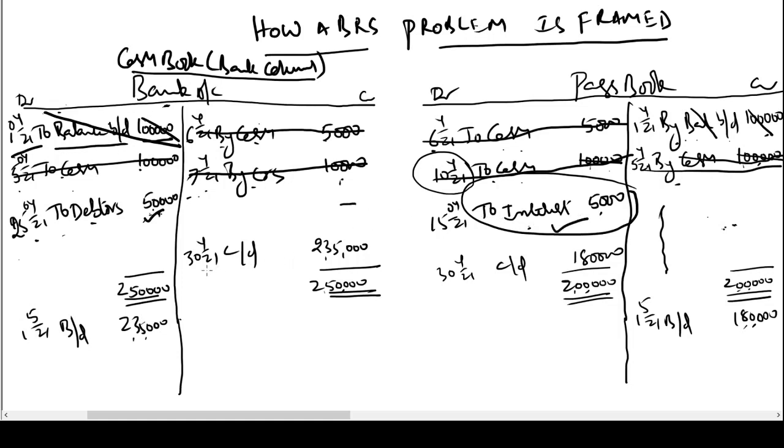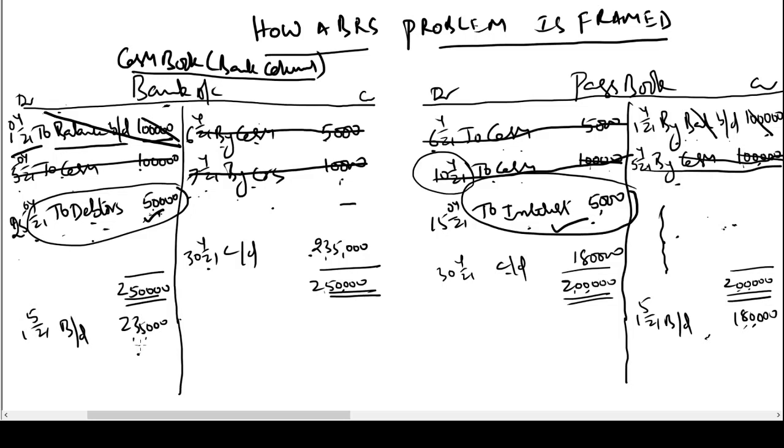Now if you observe, we have done the balancing here on 30th April. To balance carried down 2,35,000 and by balance brought down 2,35,000. In the passbook there was a balance of 1,80,000. So we find that there are two transactions: one in the cash book which is not recorded in the passbook, and one in the passbook which is not recorded in the cash book. There is a deposit recorded in the cash book, not recorded in the passbook. There is a withdrawal recorded in the passbook, not recorded in the cash book. Because of this, there is a difference.